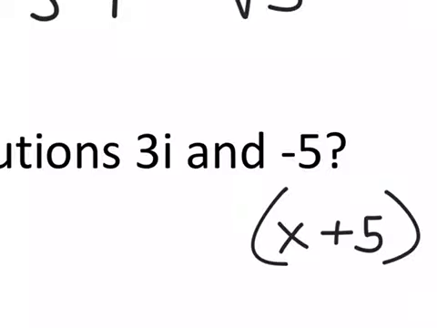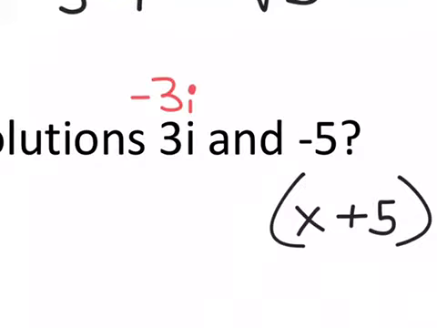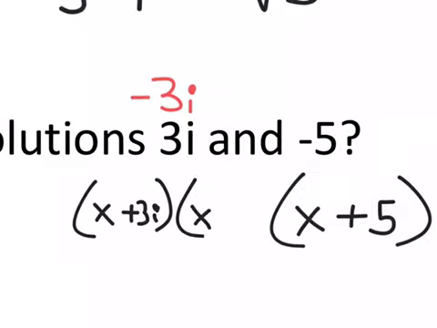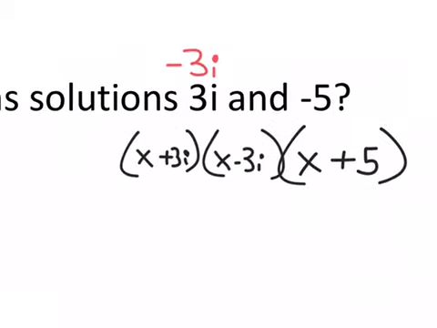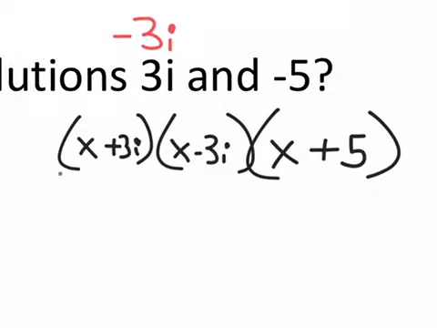Now, if 3i is one of our answers, then negative 3i also has to be one. So this part will seem strange at first, but this means that x plus 3i and x minus 3i are also factors. Okay? And then to find out what the full thing is, we have to multiply this out with just regular FOILing, right?